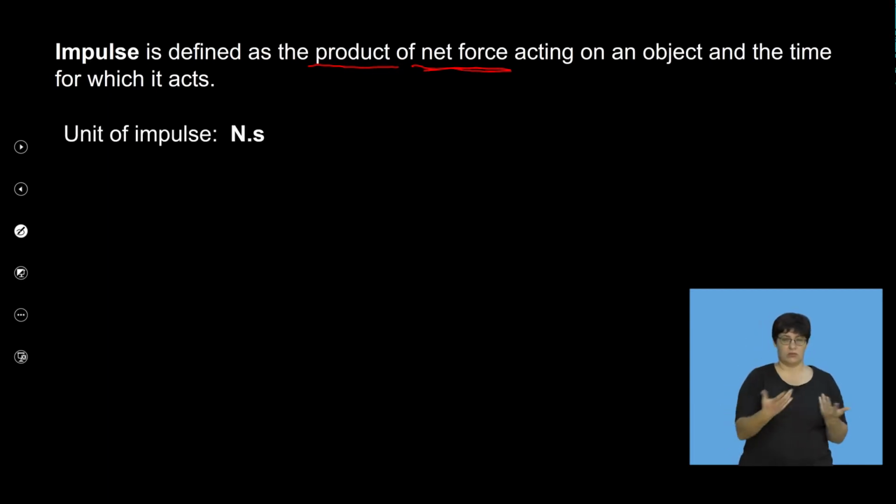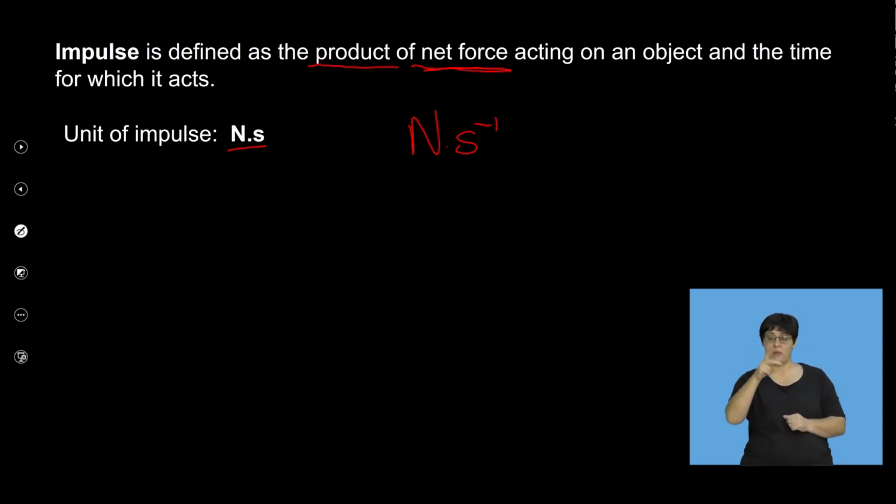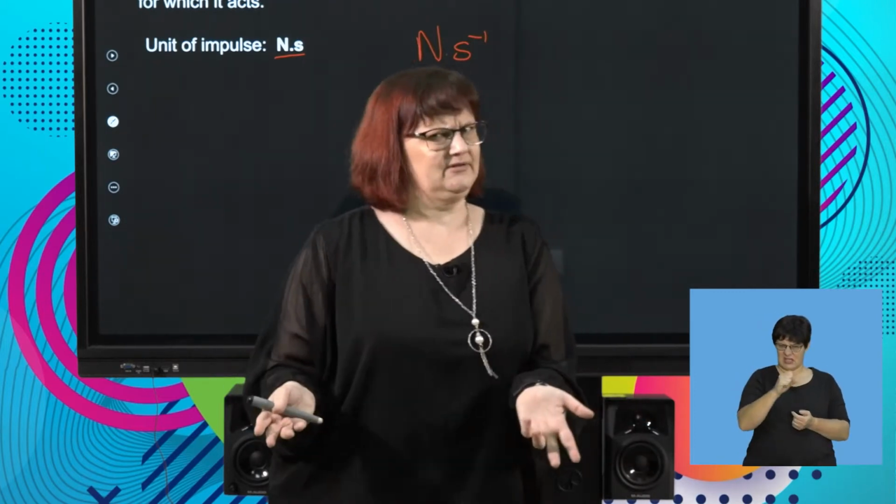The unit of impulse is something new. It's Newton seconds, not Newton per second. So you can't write it with s to the minus 1, and I see it a lot, because that tells me I'm dividing by time. But we're not dividing by time, we're multiplying. Please be careful with this one, okay? It's an easy one to get wrong because you're not used to having seconds without a minus on it, okay?